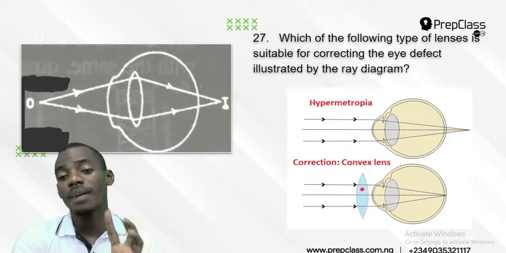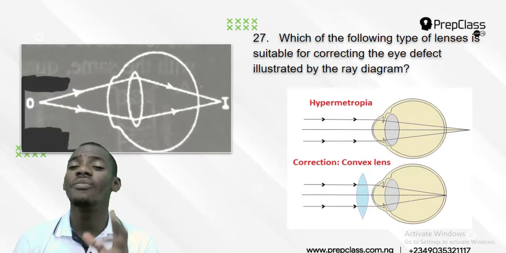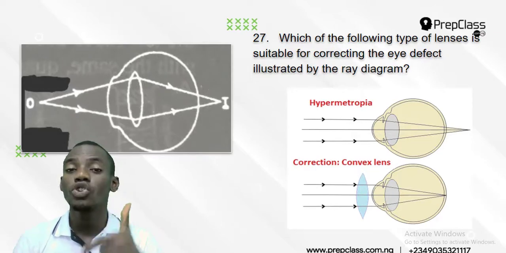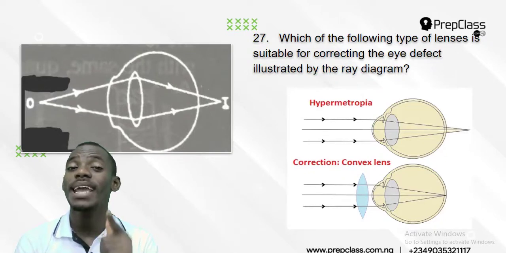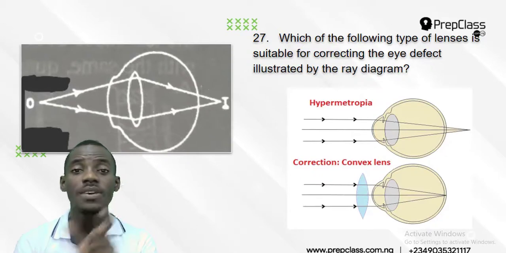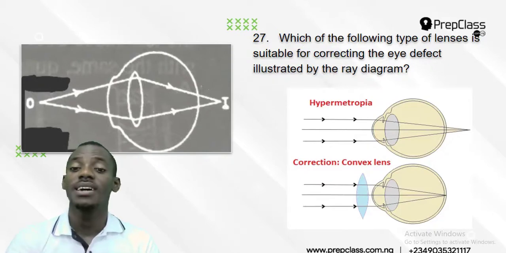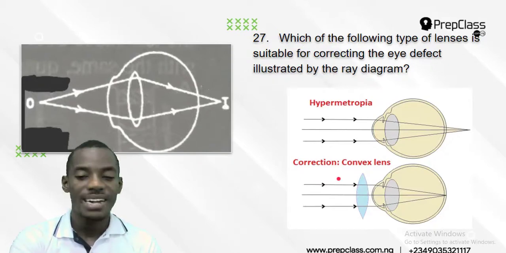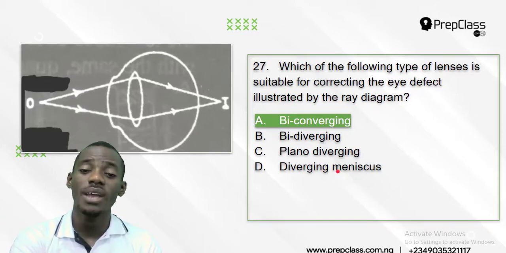So let's remember that long-sightedness is corrected by a convex lens, but short-sightedness is corrected by a concave lens. Don't forget, short is concave, long is convex. Super easy. It is not more than that. That's just it for eye defects, and that's the answer to that question: a convex lens. And that convex lens is also called a converging lens.